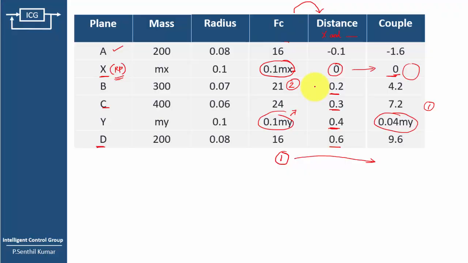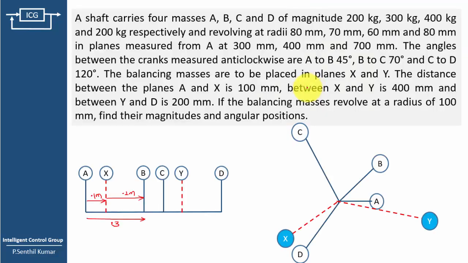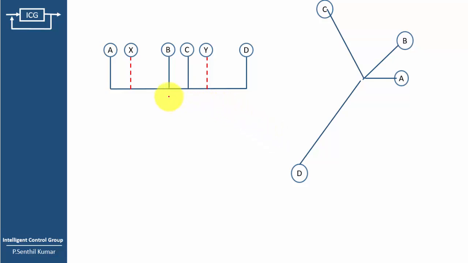Now we will draw the linear diagram, angular diagram, force polygon and couple polygon diagram. We already have the linear diagram. So this is a linear diagram and this is an angular diagram. So let me copy these two diagrams here. So this is a linear diagram and here I have an angular diagram.